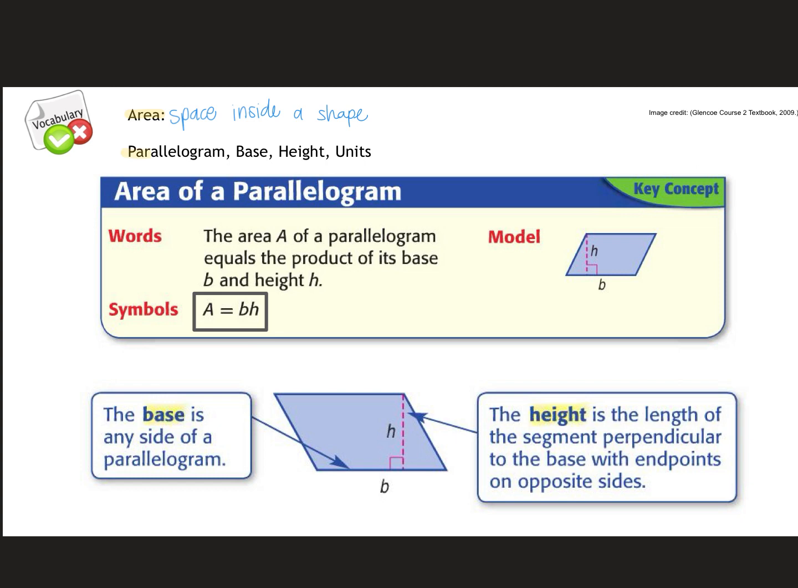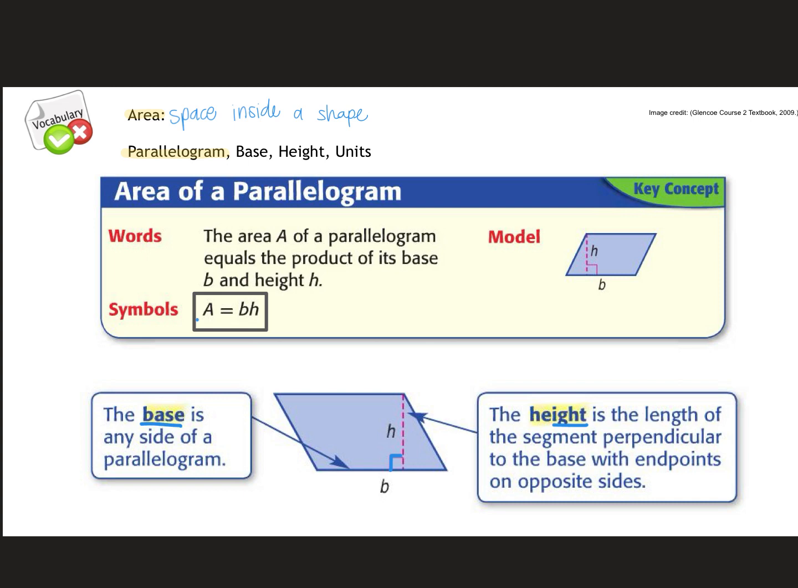And then we have a parallelogram. That's a four-sided shape with two sets of parallel sides. We have the base and height, which is defined down here. The base is any side of the parallelogram, and then the height is the length of the segment that's perpendicular to that. So it always makes a 90-degree angle with the base.